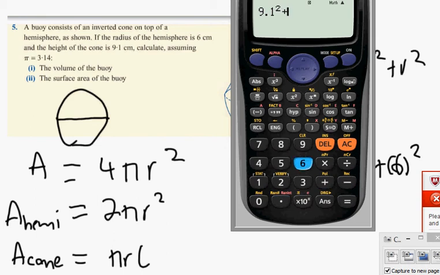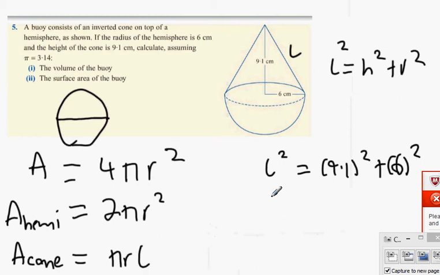Okay, that's that answer there. We square root the answer, and we get 10.9. We're expecting something like 10.9, aren't we? Because L has to be the longest side. 10.9.